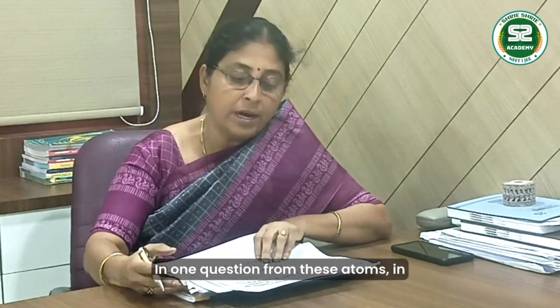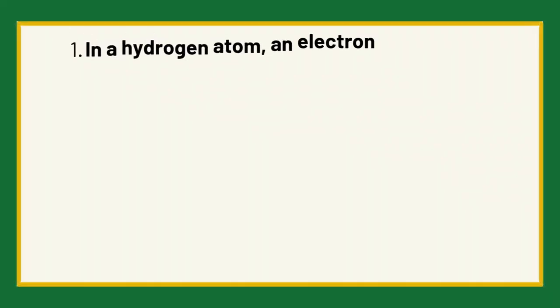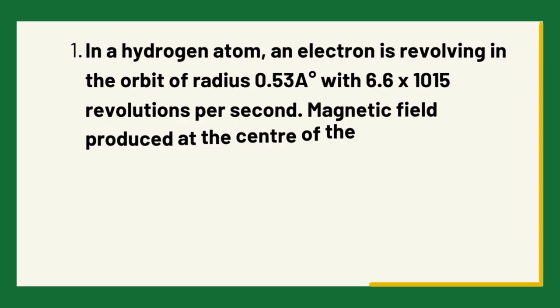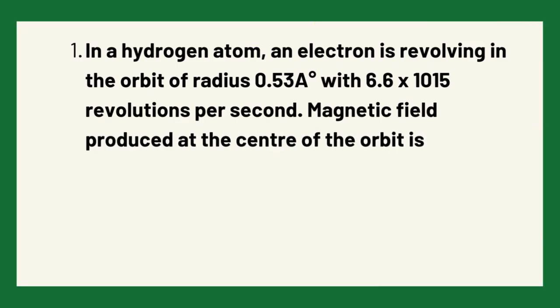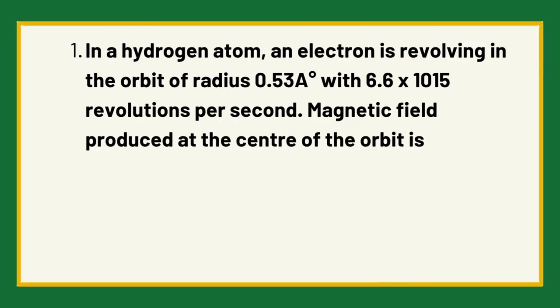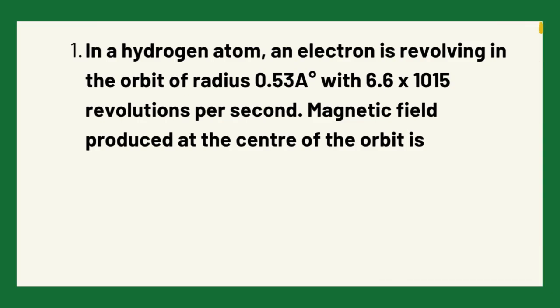In one question from the chapter on atoms: in a hydrogen atom, an electron is revolving in an orbit of radius 0.53 angstrom with 6.6 into 10 power 15 revolutions per second. The magnetic field produced at the center of the orbit is.